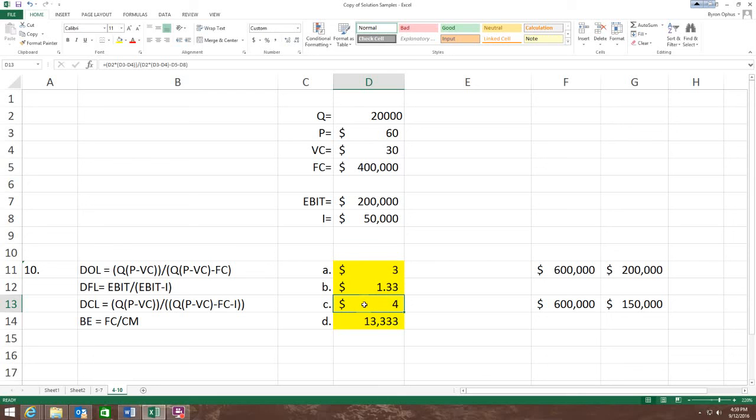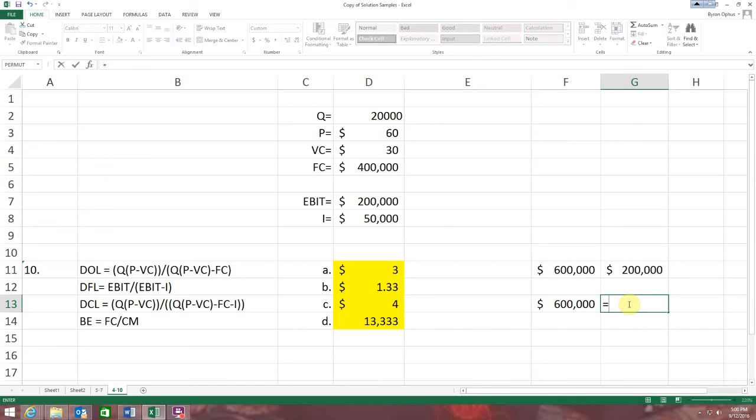So you could do this a couple different ways, I guess. Of course, I calculated over here again the top part of the formula, which is simply my quantity times my price minus my variable cost. And then I calculated the bottom part of the formula, which is the same as this, but also minus interest. So that's probably all I did, was just said this is equal to this one minus my interest.